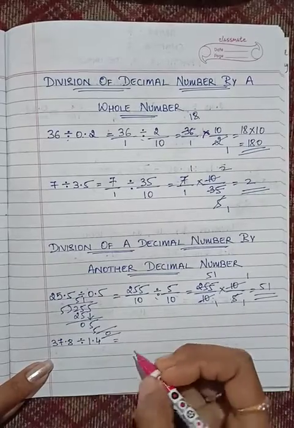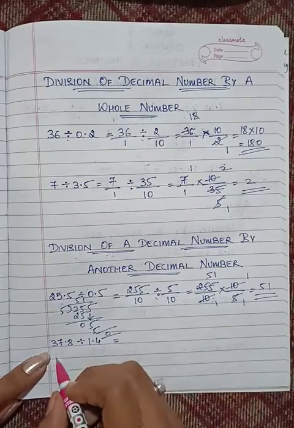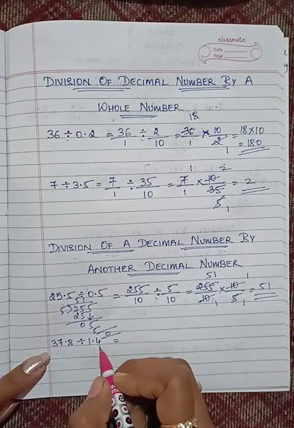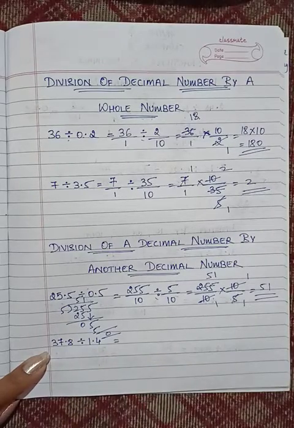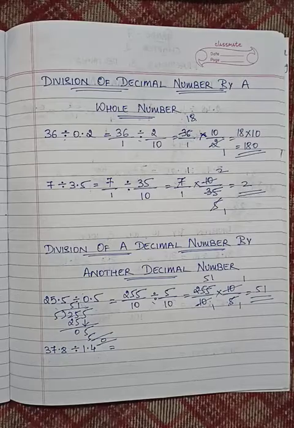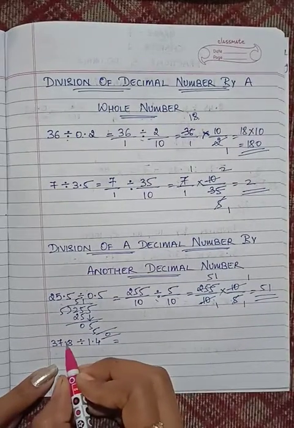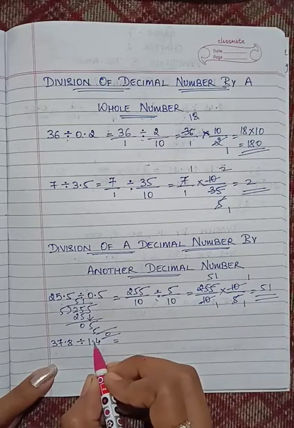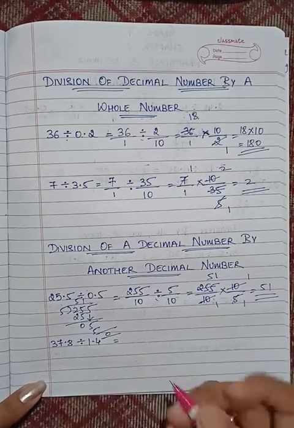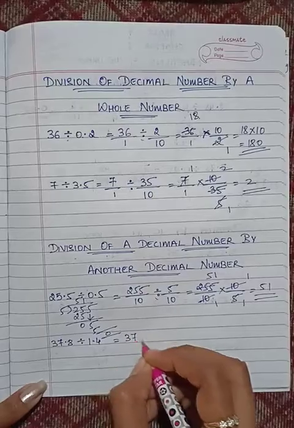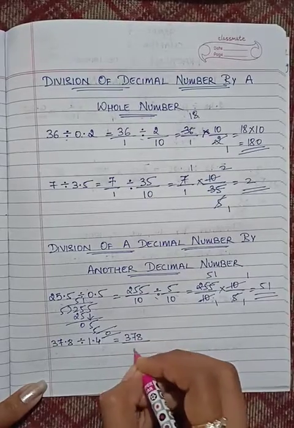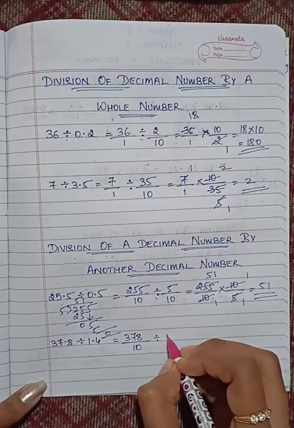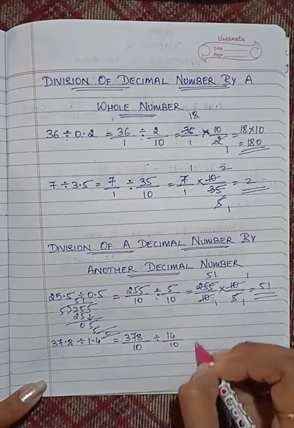The last problem for this chapter is 37.8 divided by 1.4. For this, I am counting the digits again, including the decimal point. It is ones and tenths. Here also it is ones and tenths. So I write the next step as 378 divided by 10. Again the same symbol, division symbol, and 14 divided by 10.